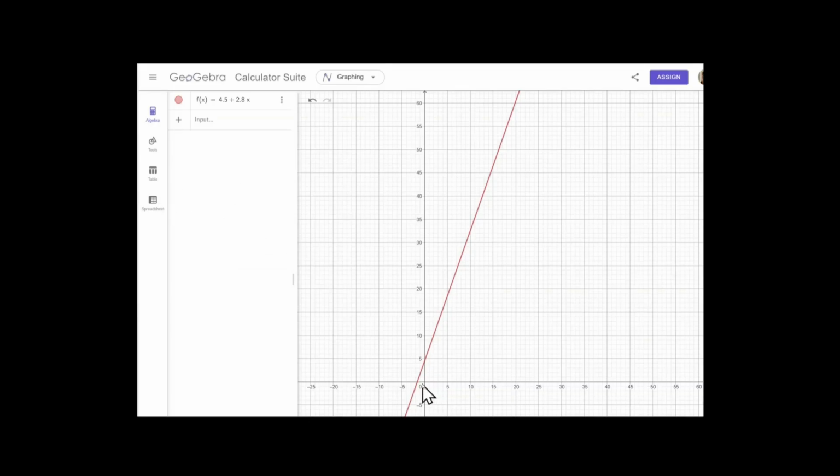So I've done this on GeoGebra, which I'll show you now. So this is 4.5 plus 2.8x. There isn't an option to change this to a D, so I'm going to say that's X. It's going to be the same shape. And here is 20. So after 20 kilometres, it would cost $60.